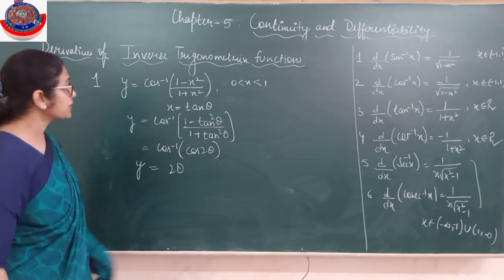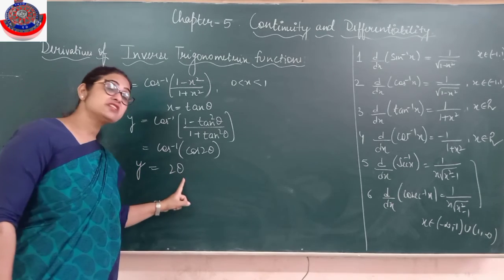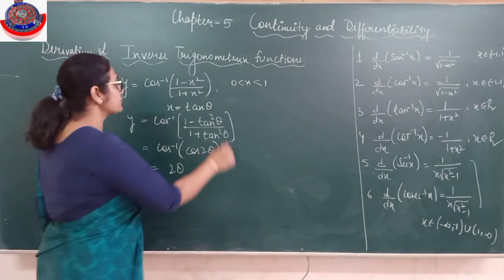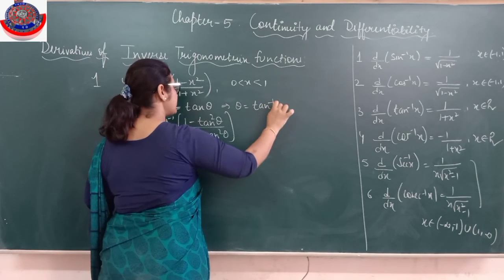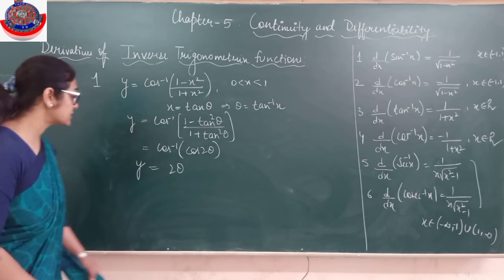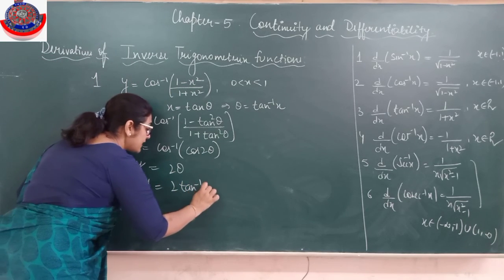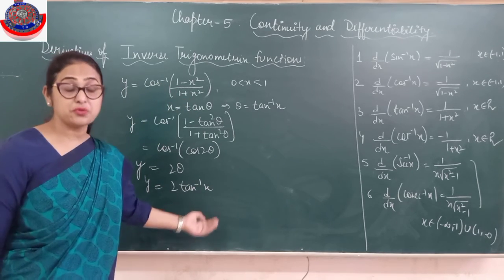You can't differentiate y with theta, since y has a relation with x. So you have to come back to your original variable and put the value of theta. What will be the value of theta? Tan inverse x. Tan will go to that side, it will become tan inverse x. So my question was cos inverse of 1 minus x square upon 1 plus x square, such a big question. Now my question has reduced to 2 tan inverse x.